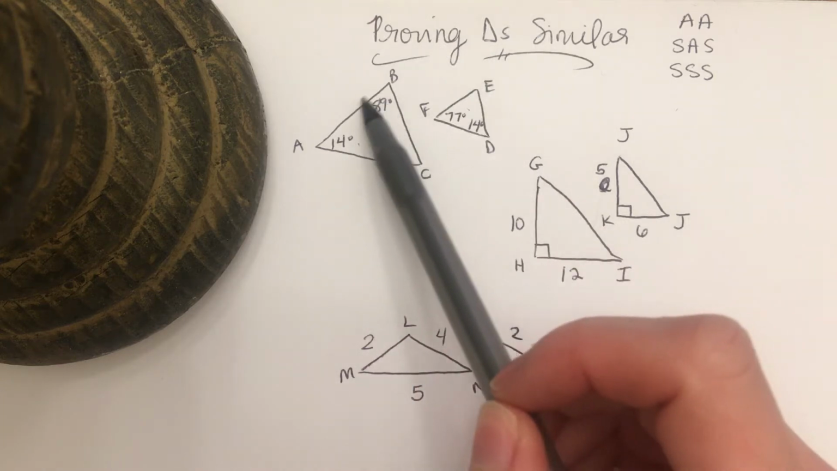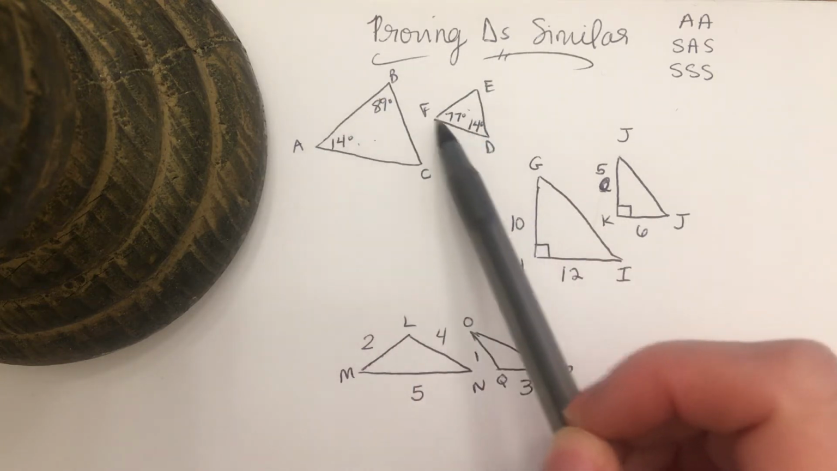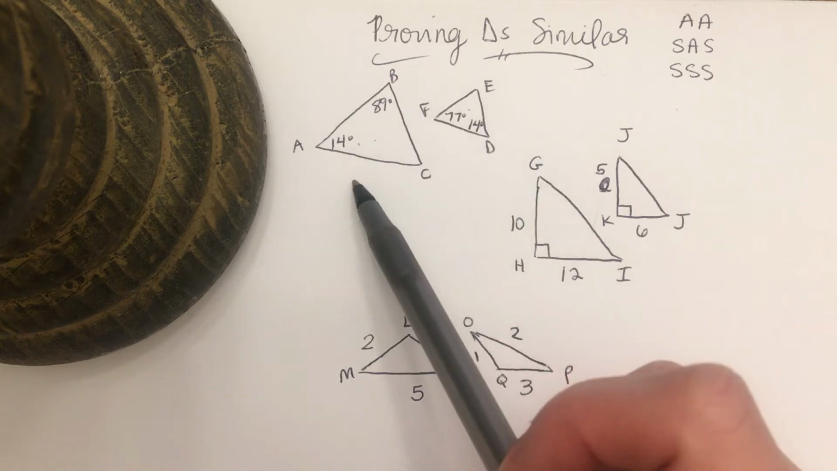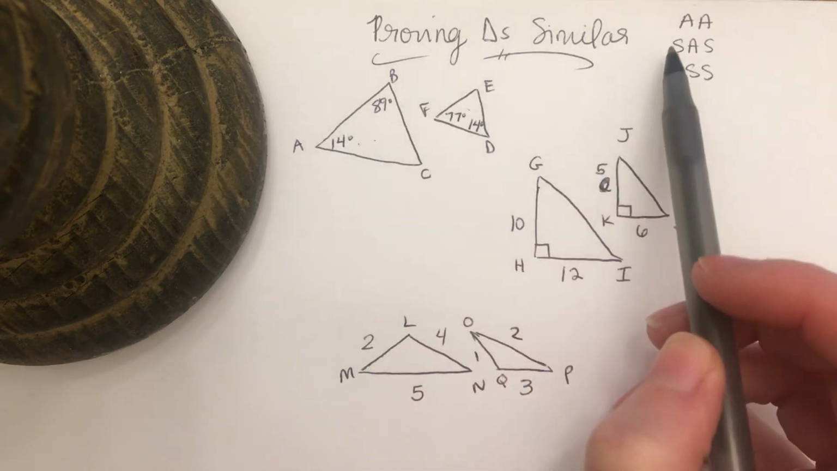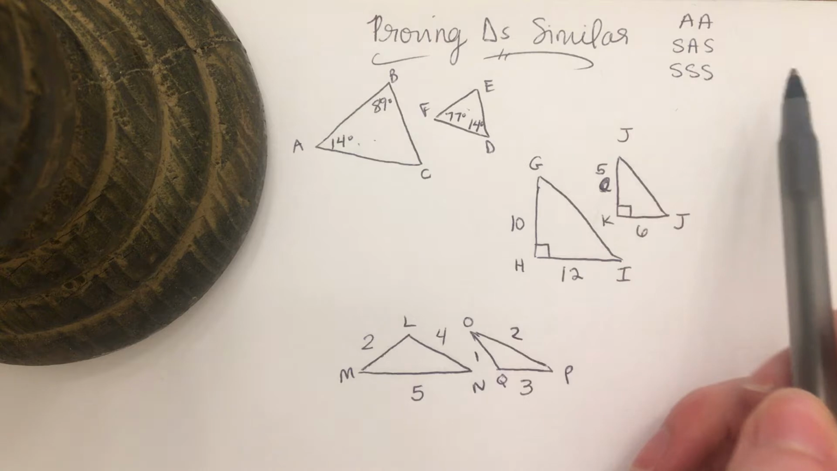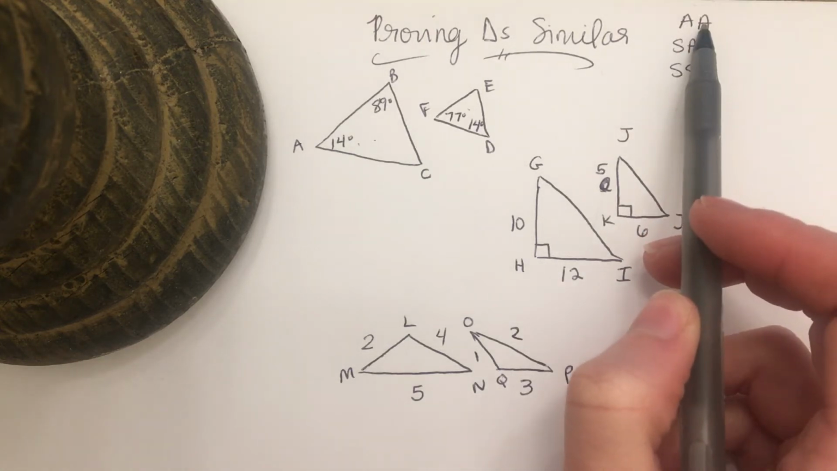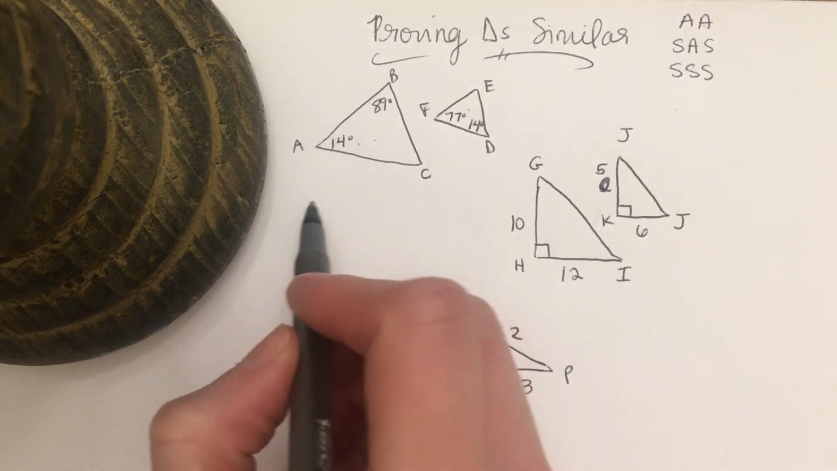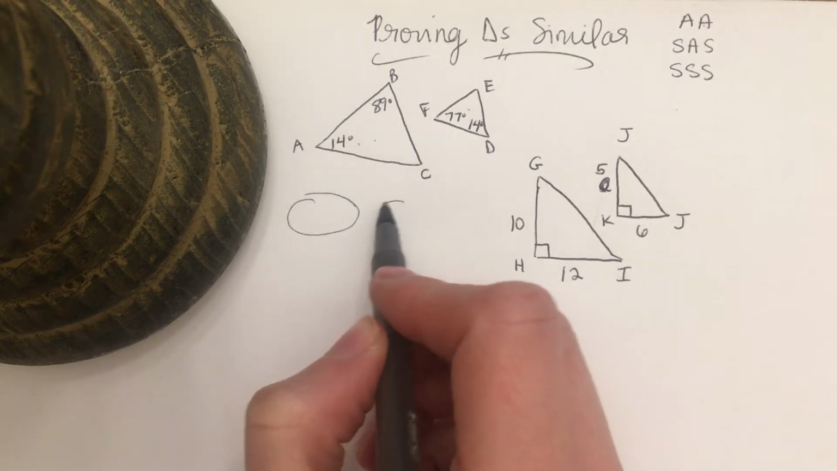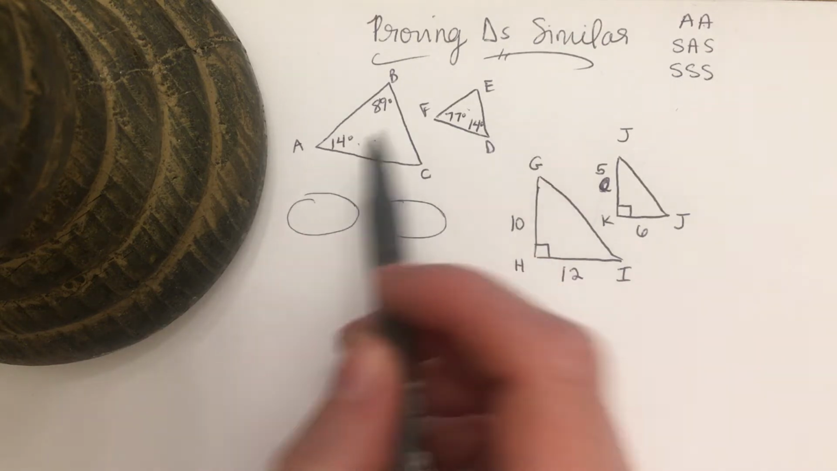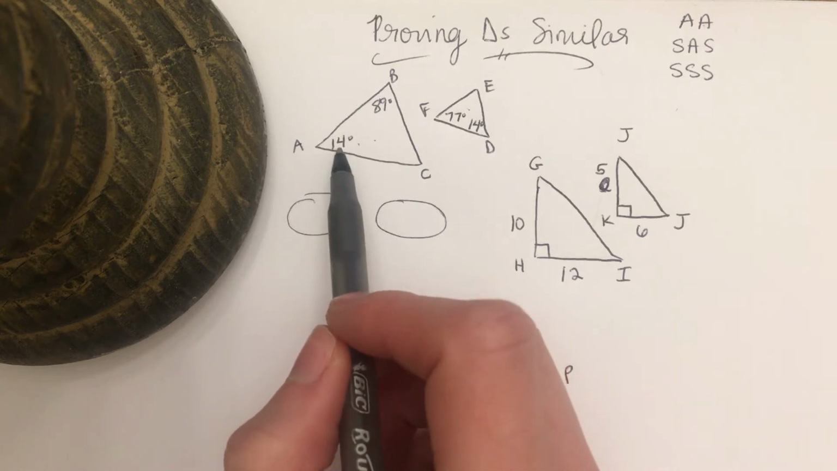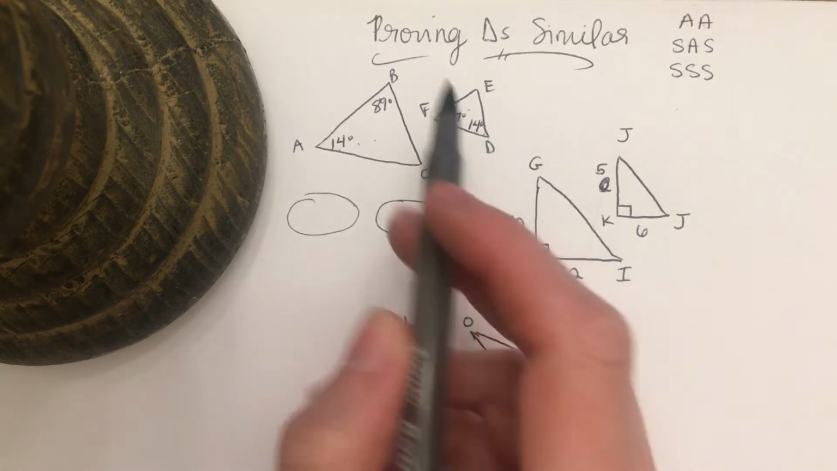As you can see, the only information given is angle measures. There's no information about any of the side lengths, so that's going to immediately eliminate side, angle, side, and side, side, side. So we're going to focus on angle, angle. And in order to do that, I need to have two bubbles in my flowchart, and each one needs to have a pair of congruent angles. So I'm taking a look. Initially, we should see that A is 14 degrees and D is 14 degrees.